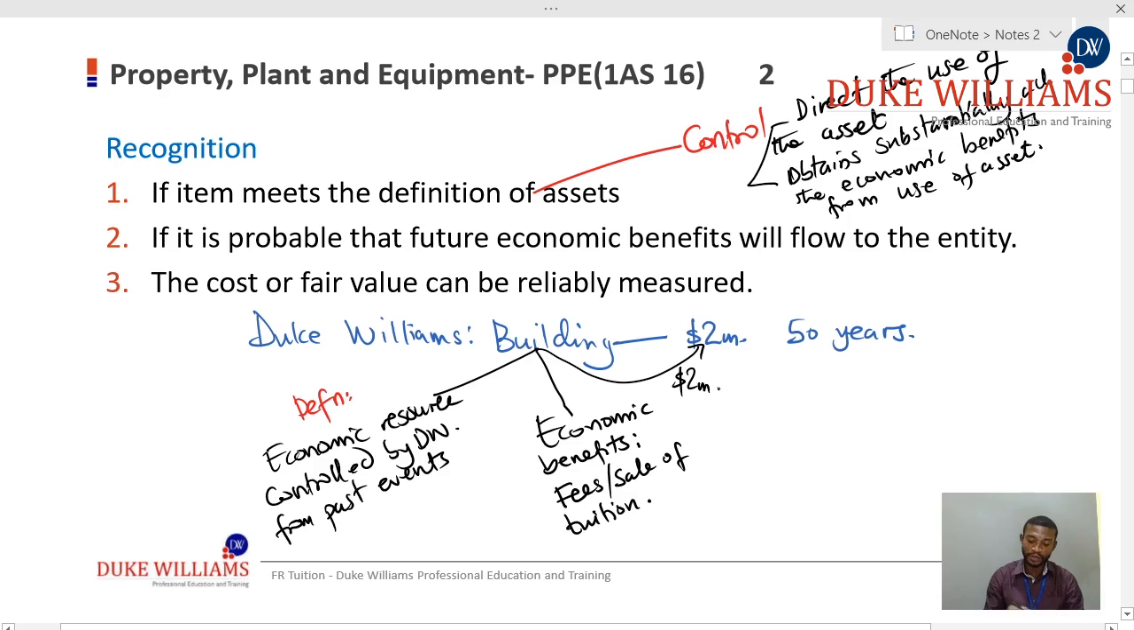So if you put all these together, we are going to recognize the building because it meets the definition. We control it. We know that we use it for tuition, but nothing else. We decide how the building will be used, and we derive economic benefit from it, and we know the cost. Or if it is not the cost, then we can determine the fair value, and fair value often applies when it is a leased asset.